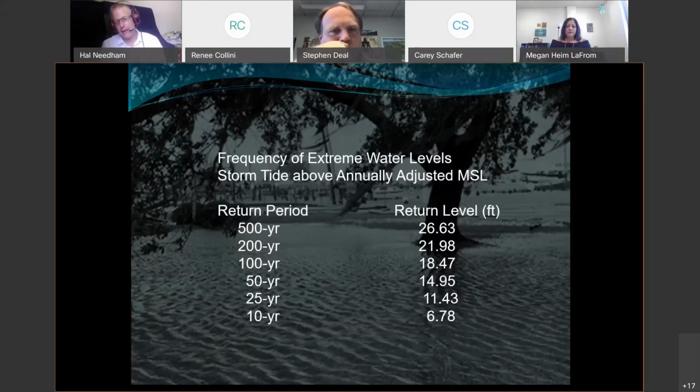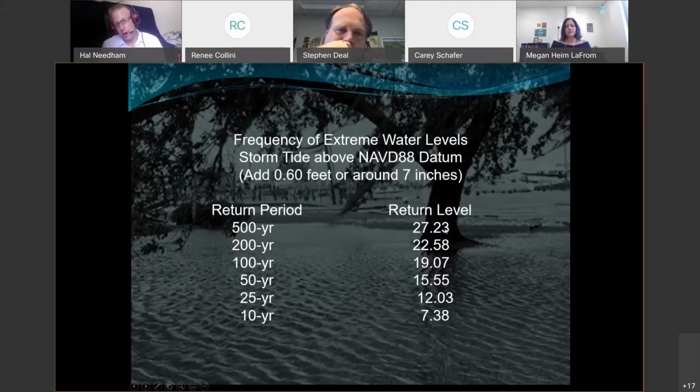But then we add that, in the next slide, to the NAVD88 datum. Keep in mind the mean sea level is not zero. From our GPS work, we found the mean sea level is about 0.6 of a foot. So for that next slide, I just added 0.6 of a foot to that.